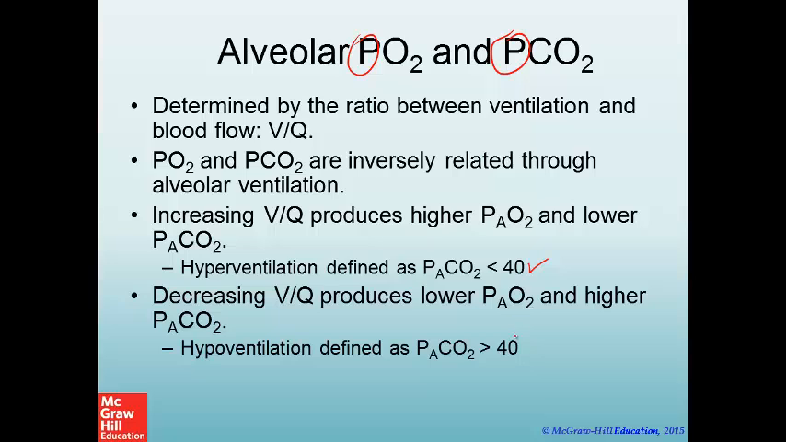When you decrease the VQ ratio, this is going to give you a lower alveolar O2 and a higher alveolar CO2. Right, CO2 is going to accumulate and oxygen, you're going to be getting less of it. So hypoventilation, going to have that CO2 accumulating and being higher in the alveolus.